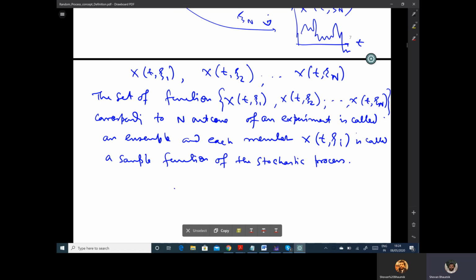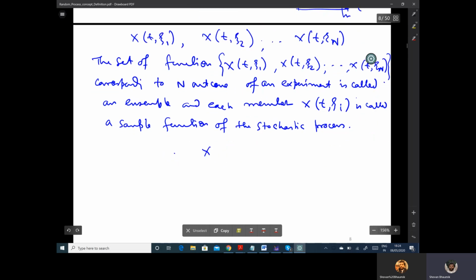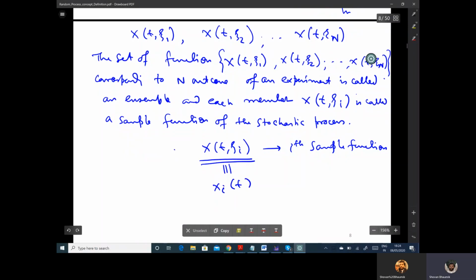So how do we describe the ith sample function? x(t, zeta i) is the ith sample function. If I want to refer to the ith sample function, we write x(t, zeta i), and many times we simply write x_i(t).